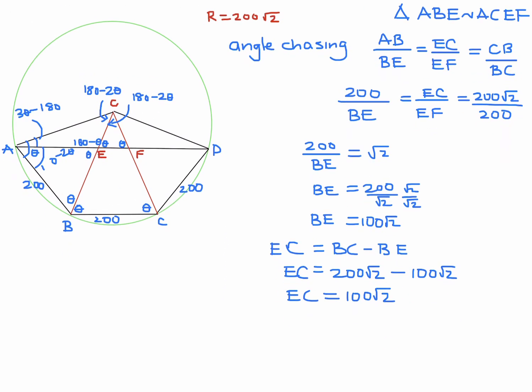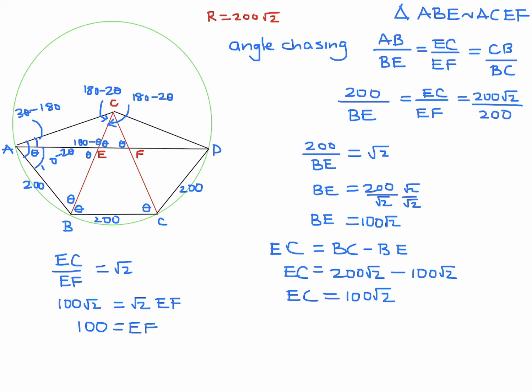We've got EC over EF is equal to root 2. EC is 100 root 2, so 100 root 2 is root 2 times EF. So that means EF is equal to 100. All right, we're done. Final step.